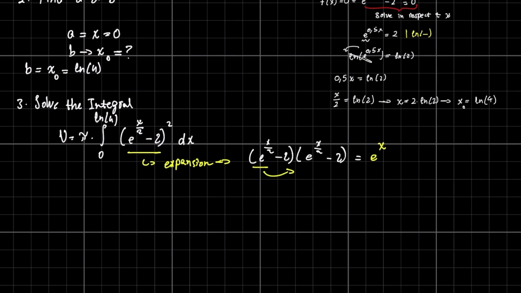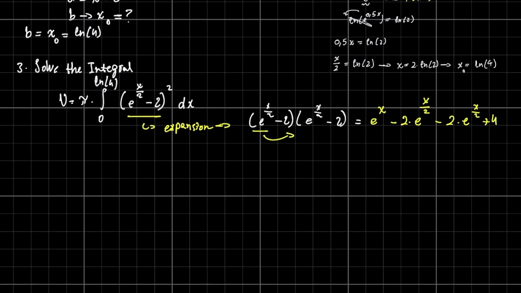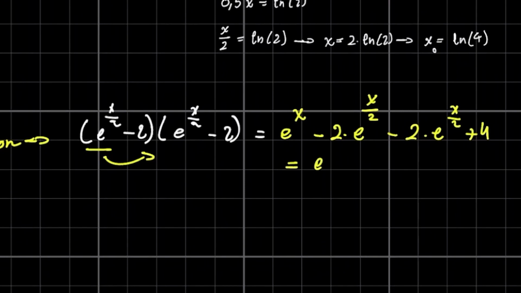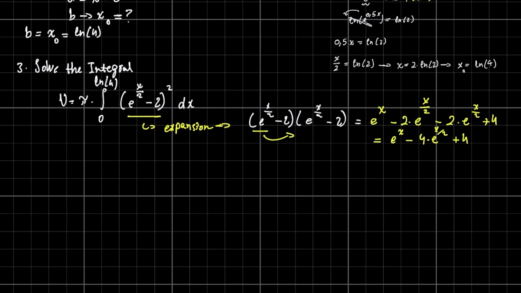And then I multiply the rest of the factors with each other. I'll get minus 2 times e to the power of x over 2. And again, minus 2 times e to the power of x over 2. And then plus 4 at the very end. So I simplify this expression right here. I'll get e to the power of x minus 4 times e to the power of x over 2 plus 4. And this is what I have inside my integral right here.